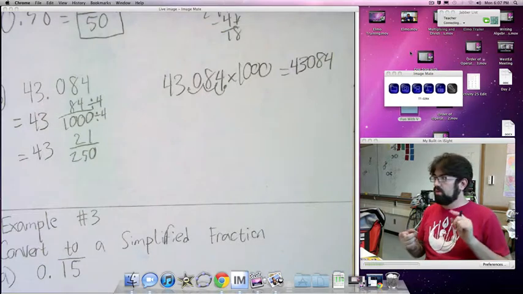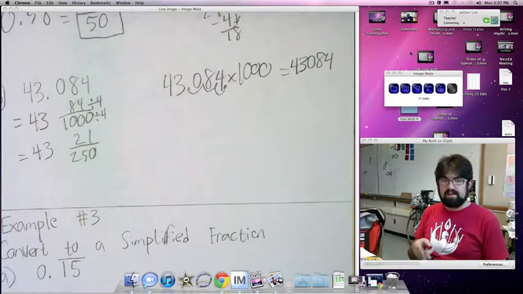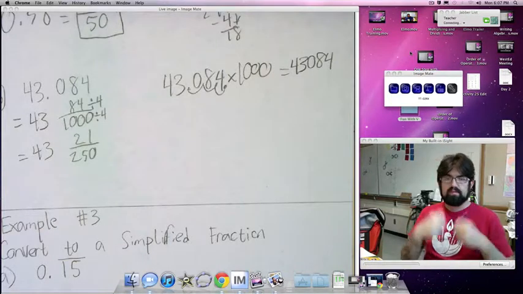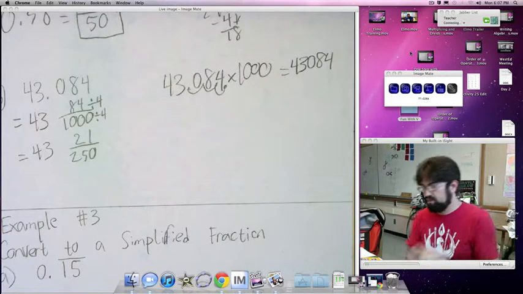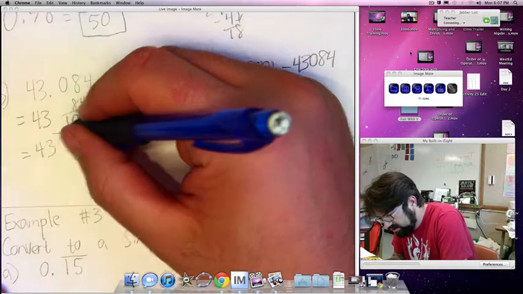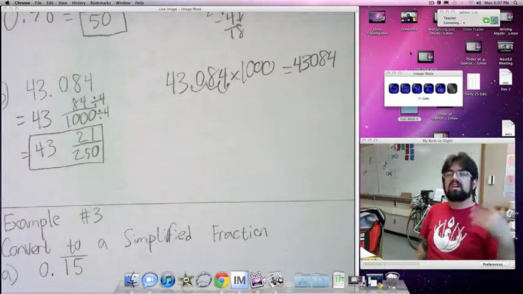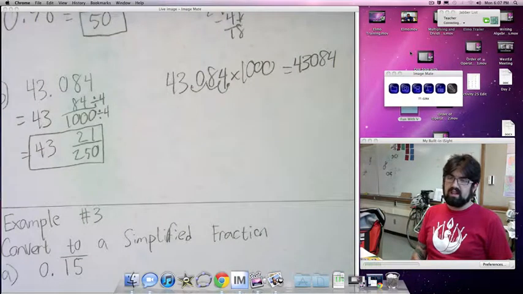I know 21 can only be divided by 3 and 7. Can't divide 250 by that. So this is actually our final answer. We're all set. 43, 21 over 250 hundredths.